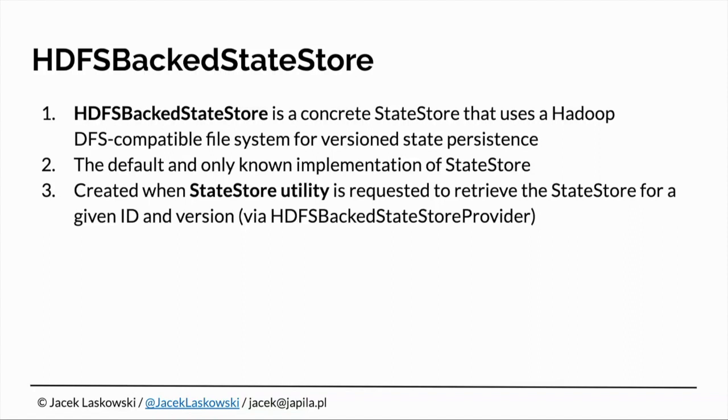So the default and only implementation of the state store is created by the state store utility. I'm using utility to talk about Scala objects. A few days ago it happened again, though it comes from time to time. A Scala object is kind of like a singleton. So once a Scala object is used on a JVM, there is only one instance available.